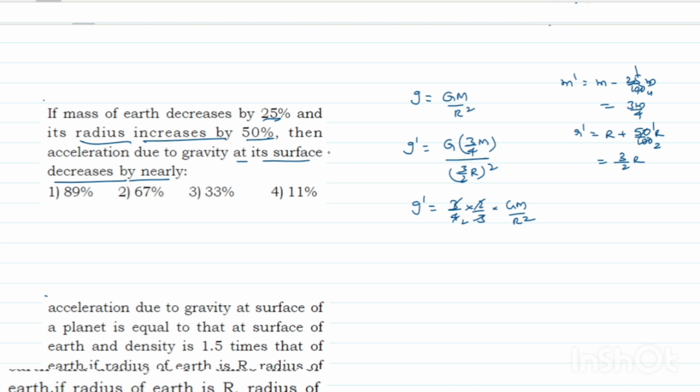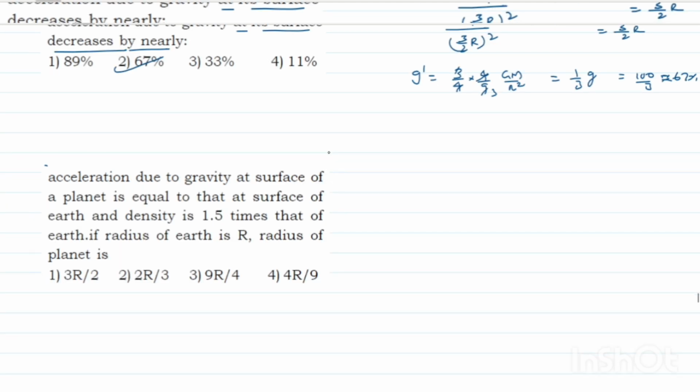Sorry students, the square needs to be taken in the denominator. So in the numerator we get 3 by 4 into 4 by 9, into GM by r square. So 4 gets cancelled, 3 times, and we get 1 by 3 of g. If we take g as 100 percent, we get nearly 100 by 3, that is nearly 33 percent. So it decreases by 67 percent.